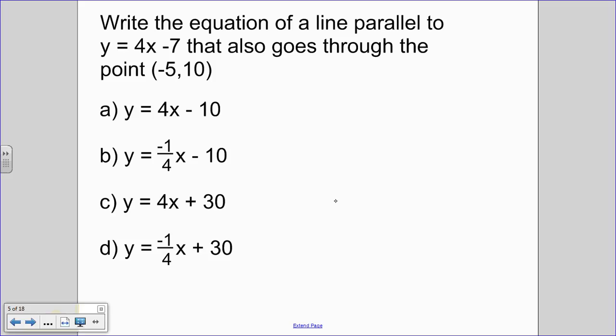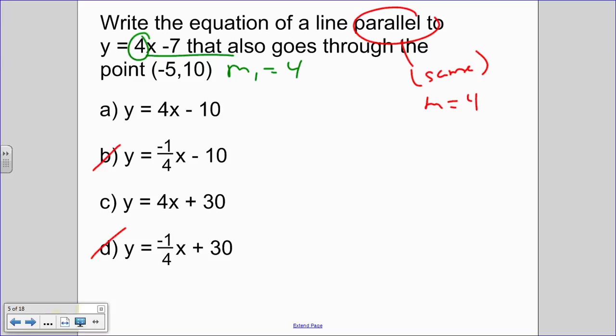This next problem wants you to write the equation of a line parallel to y equals 4x minus 7 that goes through the point -5, 10. This type of question is similar to the one we just did, except now we're looking for parallel. The equation they give us is simply to identify the current slope. So the current slope is 4. Now when we write the new equation, we want it to be parallel, and if you remember, parallel slopes have to be the same. So that means it also has to be 4. Knowing that, I can eliminate choice B and D.